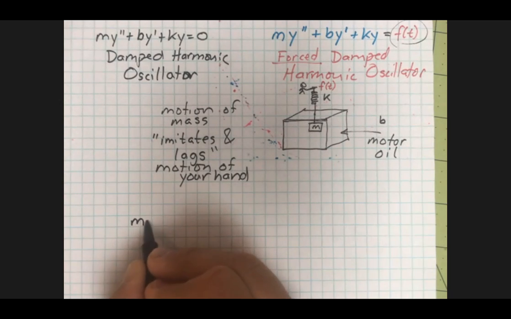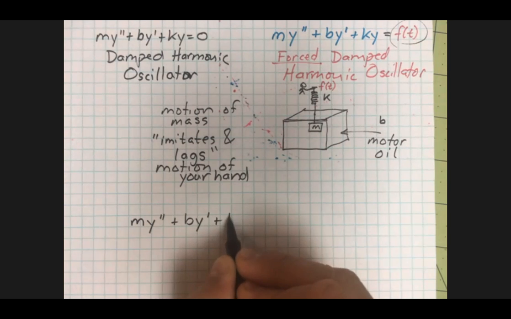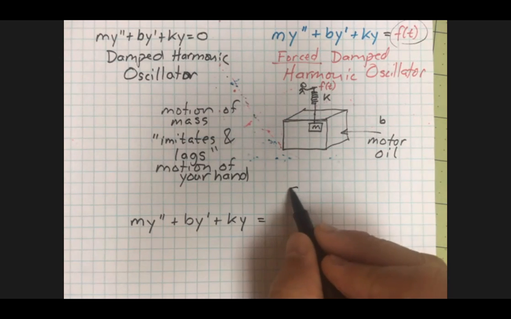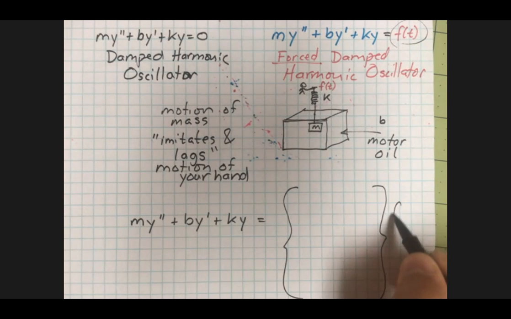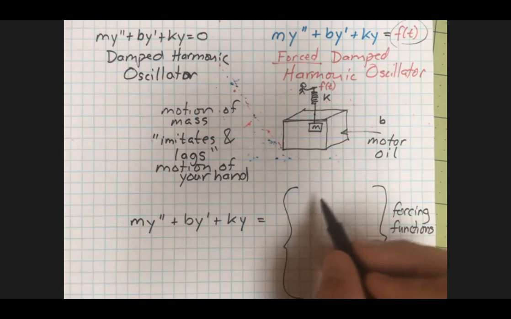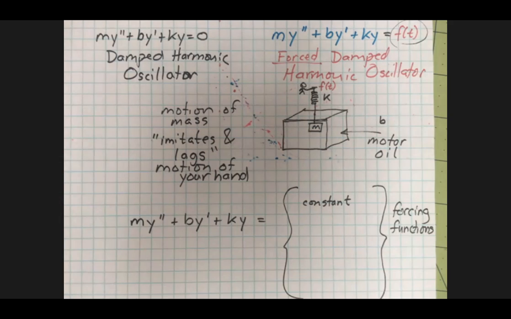And I'm going to be generic at first. So I'm not going to specify the M, the B, or the K. But let's take this for a test drive with a handful of forcing functions. Let's let the first forcing function be a constant. And here's a very simple example.